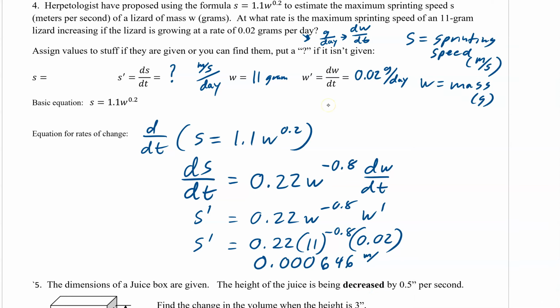And now we can go back up and grab the units. So it's meters per second per day. So we know its rate of change, and this is at that given moment. So this lizard weighs 11 grams. So at 11 grams, if its weight increases by 0.02 grams per day, we would expect a sprinting speed change of this many meters per second per day.